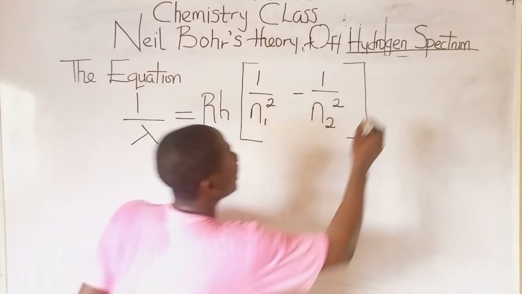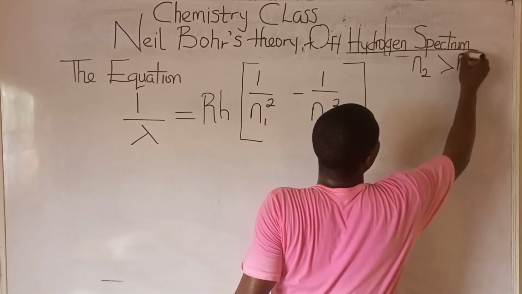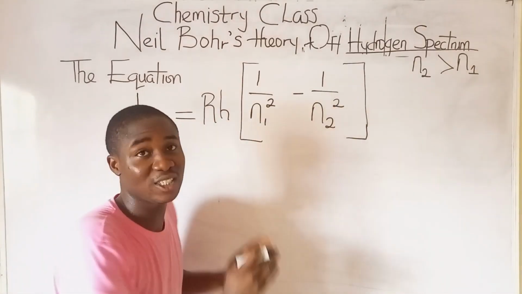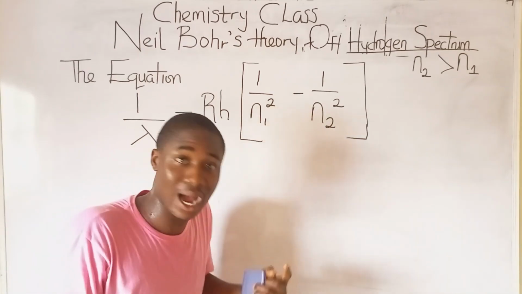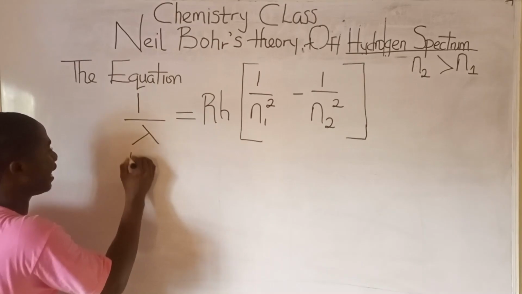Now, it must be noted that the n2 value is always greater than the n1 value. This must be noted because, as we'll see in the practice questions, you see how the concept actually works. Okay, now what do these symbols actually mean?